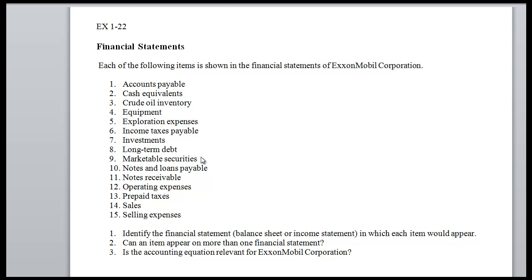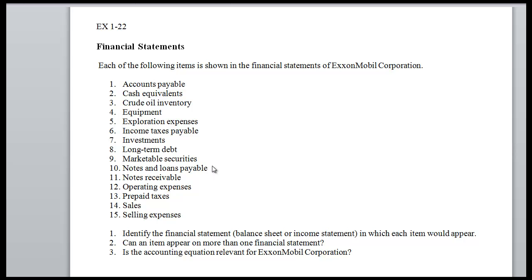Marketable securities. Okay, so these are things that we have, securities like stocks that we have in other companies that we plan on not holding on to for a really long time, but we're hanging on to those things, and if the timing's right, we'll sell them. So those are an asset.